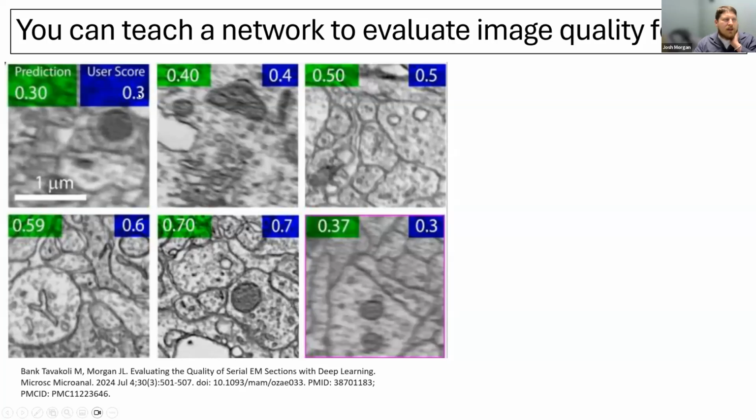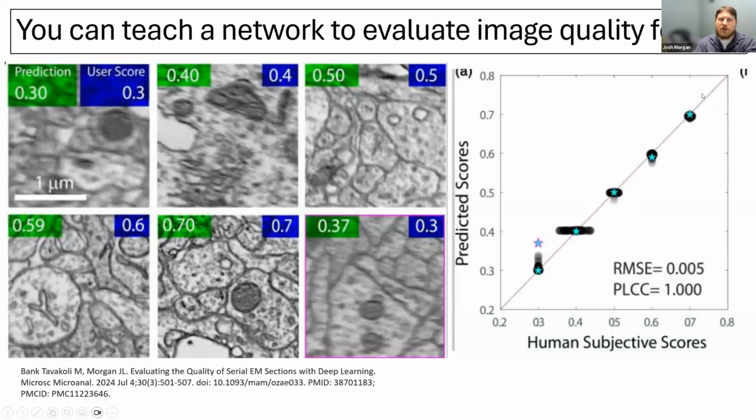So you have bad images at 0.3, good images at 0.7, and in green is the prediction of the network. So in this case, it's doing a very nice job of recreating what the human user had assigned to the quality. And that's true for our test data set. You can look at the human scores and the predicted scores very close.